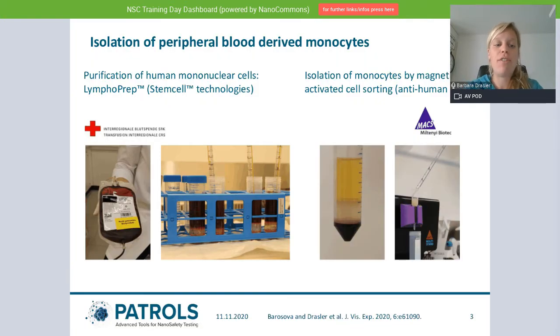So preparation of the model starts with isolation of primary blood-derived monocytes. So we obtain those mononuclear cells by purifying the blood samples that we obtain from regional transfusion centers. So we purify those samples using a cell density gradient. After this, we obtain, you see my cursor or not?